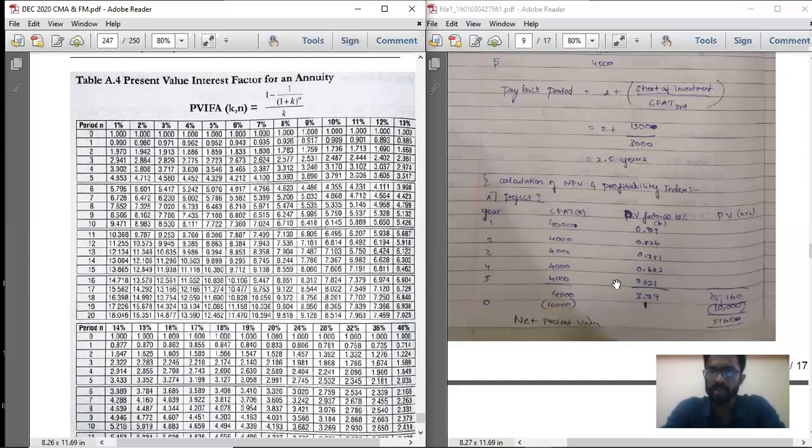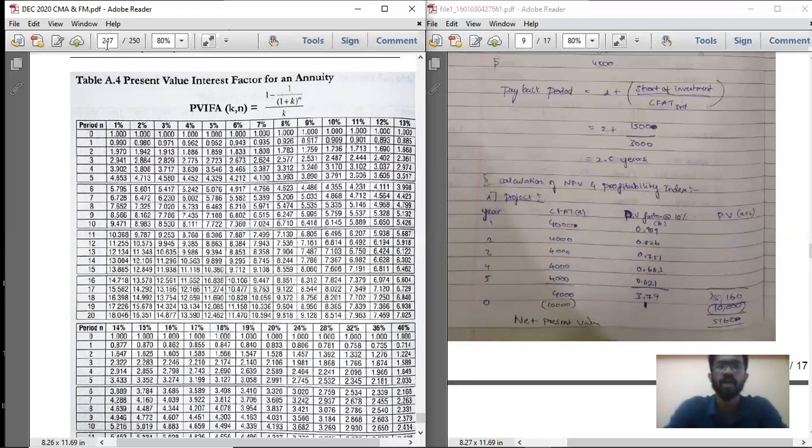But the criterion is that the CFAT for all the years should be the same. If it is the same in all the years, you can directly multiply the annual CFAT into the annuity factor at the rate of 10% for 5 years, which is 3.791. Here 3.791 into 4,000, you get 15,160. If you deduct the 10,000 initial investment, you will get 5,160, which is the net present value.